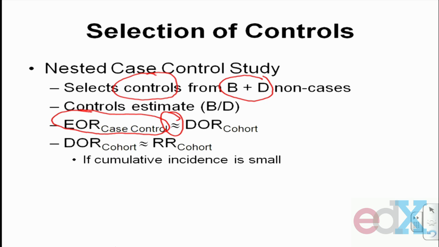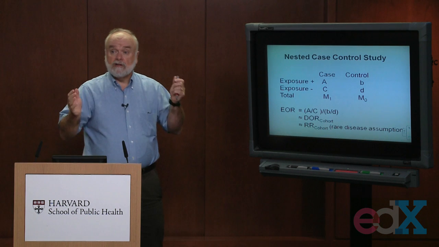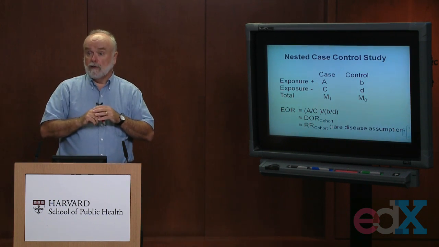And finally, remember when we talked about odds and risks? I talked about if the proportion, the risk, is small, the odds is small, and the value for the odds ratio, the disease odds ratio, is very similar to the value for the risk ratio you can get from cohort studies. So if you're measuring an estimate of the disease odds ratio in your cohort study, you're also estimating the value for the risk ratio in that cohort study if the risk is rare, if the cumulative incidence of the disease is rare. So this is what your nested case control study is going to look like.